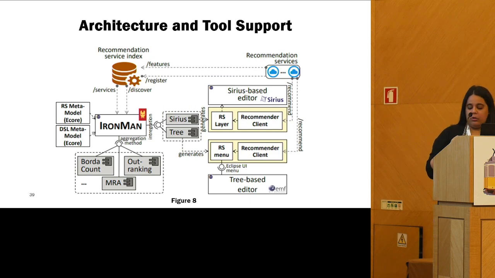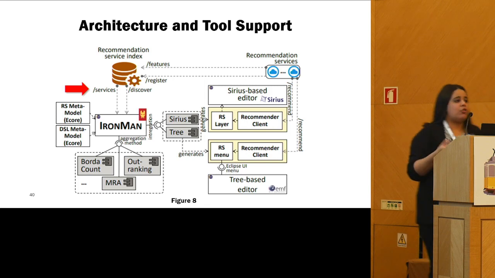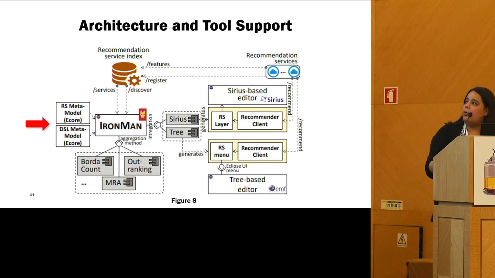So for the architecture and tool support, as I mentioned before, IronMan will be communicating directly with the recommender service indexer through these two endpoints, which is the one that allows us to see and discover which recommendation services have been deployed. We also have to work with the support of the meta-model of the recommender and the meta-model of the DSL. All this work is done for Eclipse. So you need to have installed all these meta-model supports in order to have them available in IronMan, in order to do the mapping, for example.